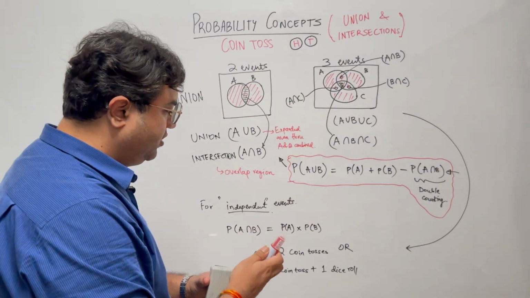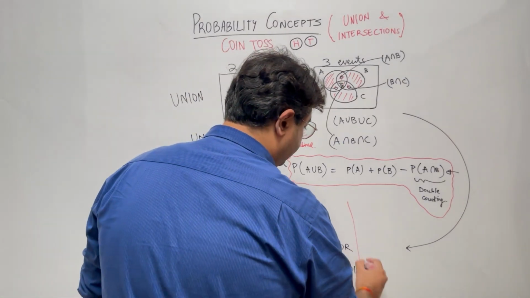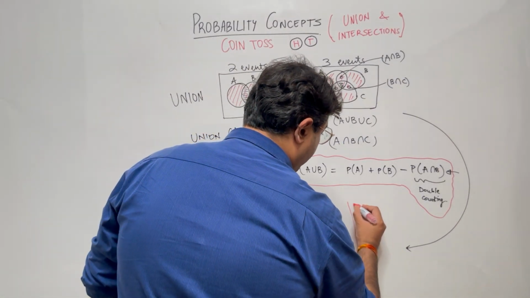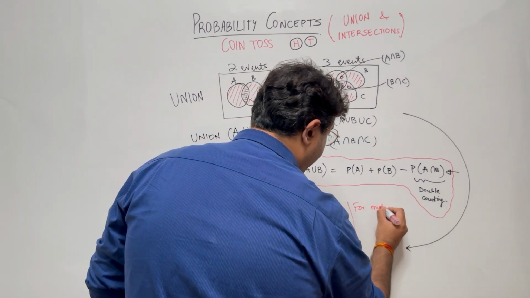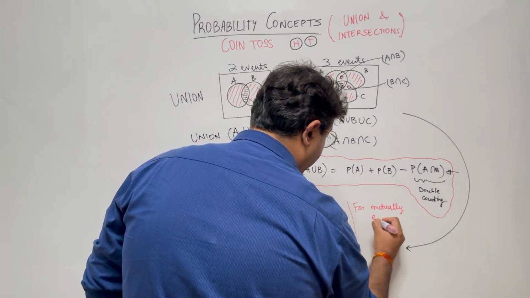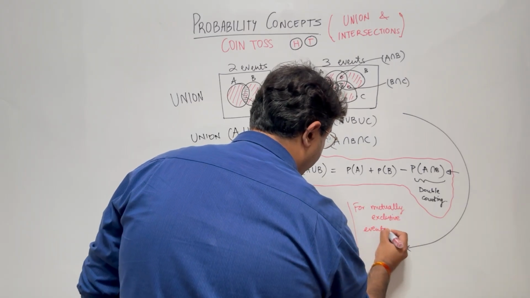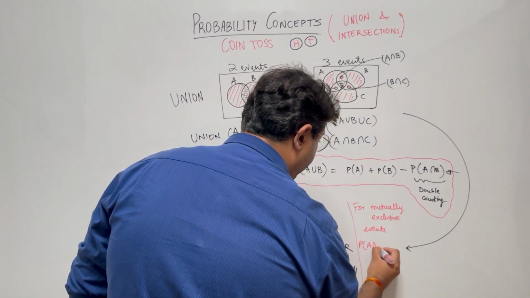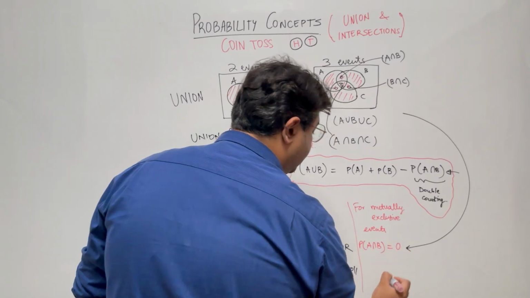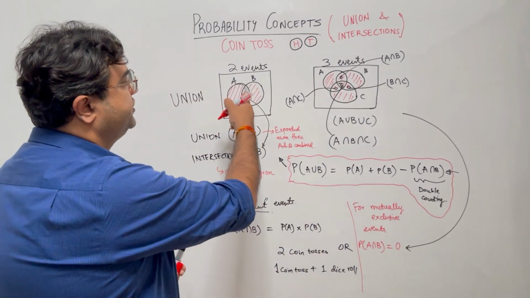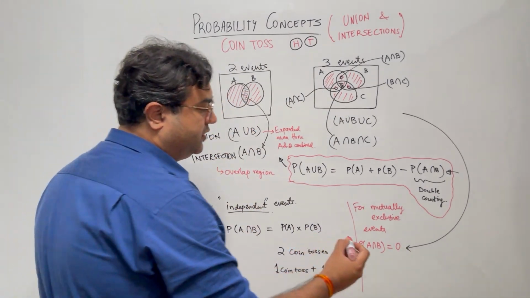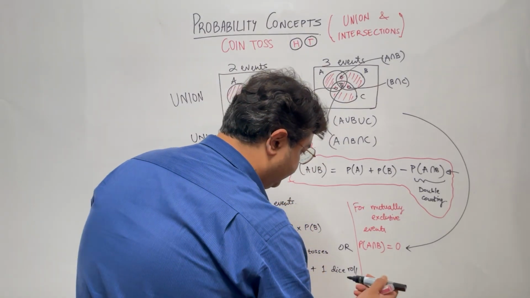Now for mutually exclusive events, probability of A intersection B is 0. So it will not look like this. It will look like this.